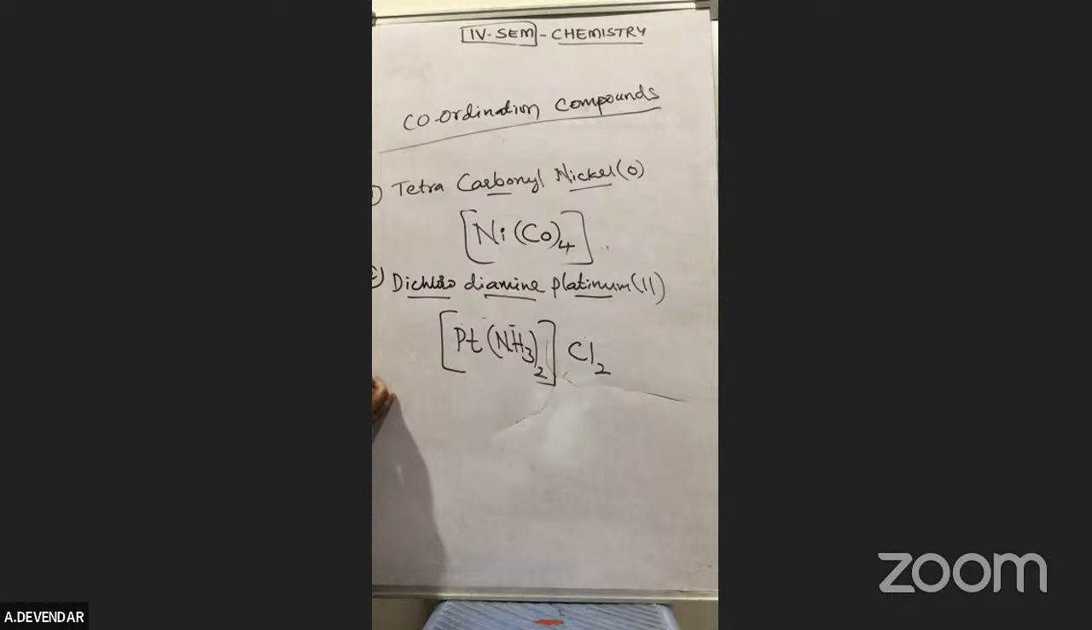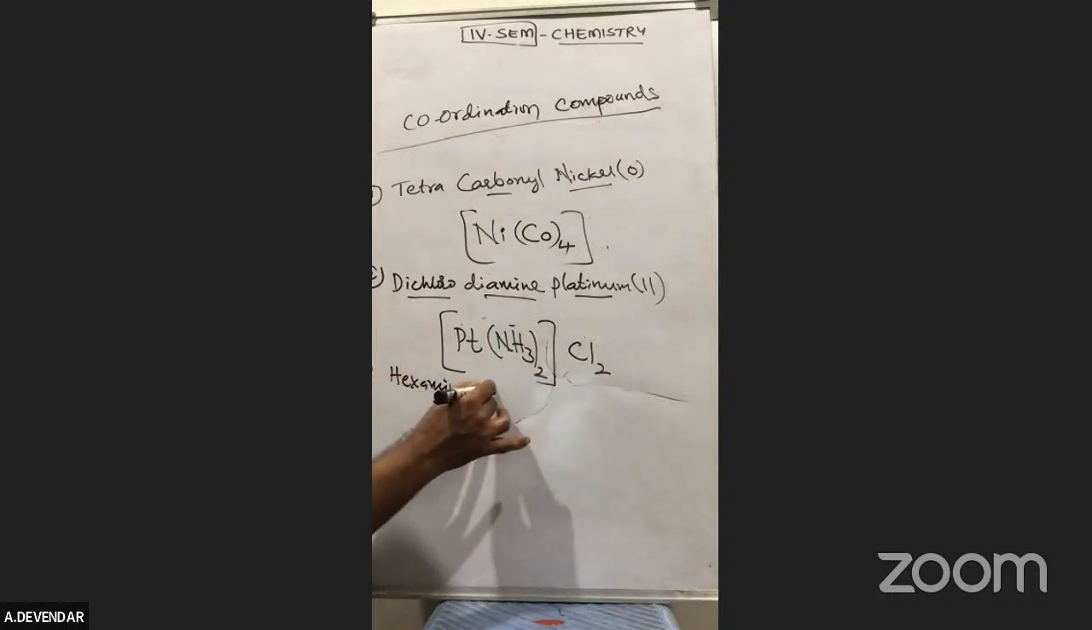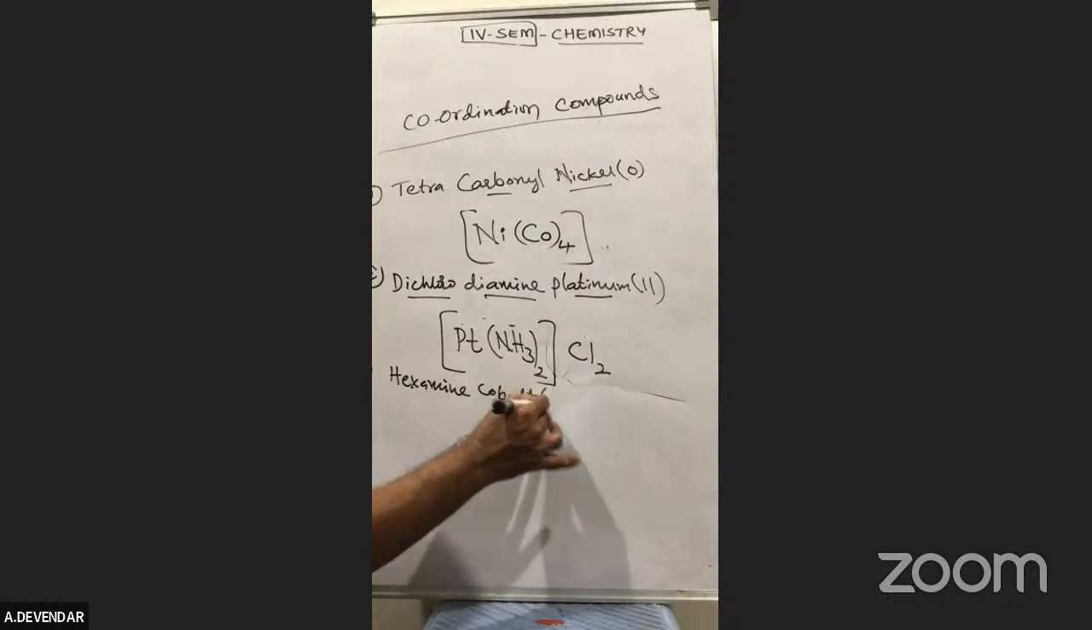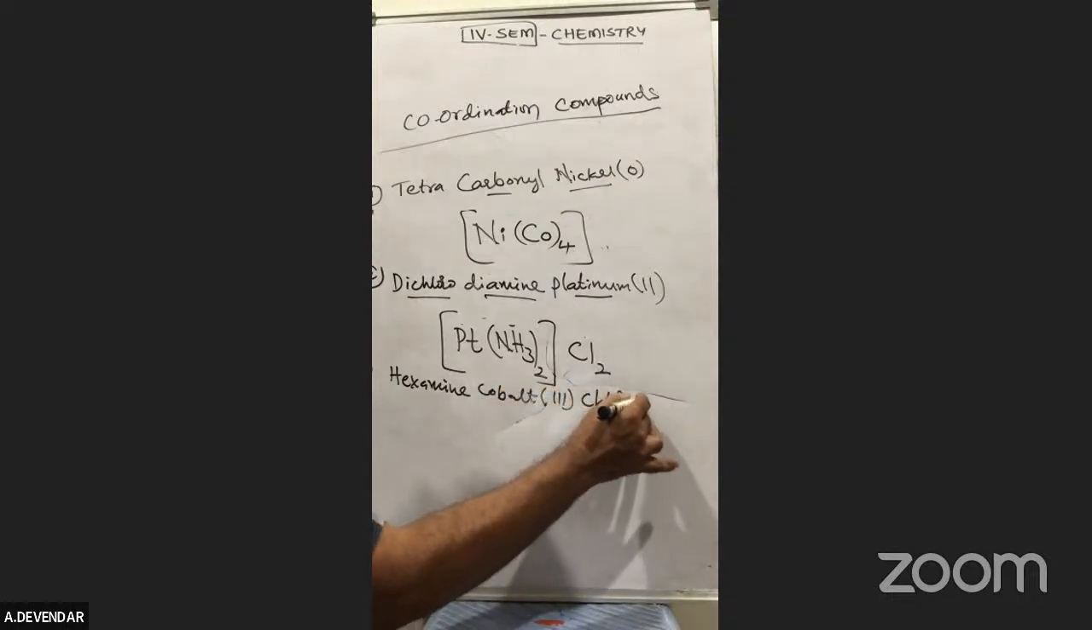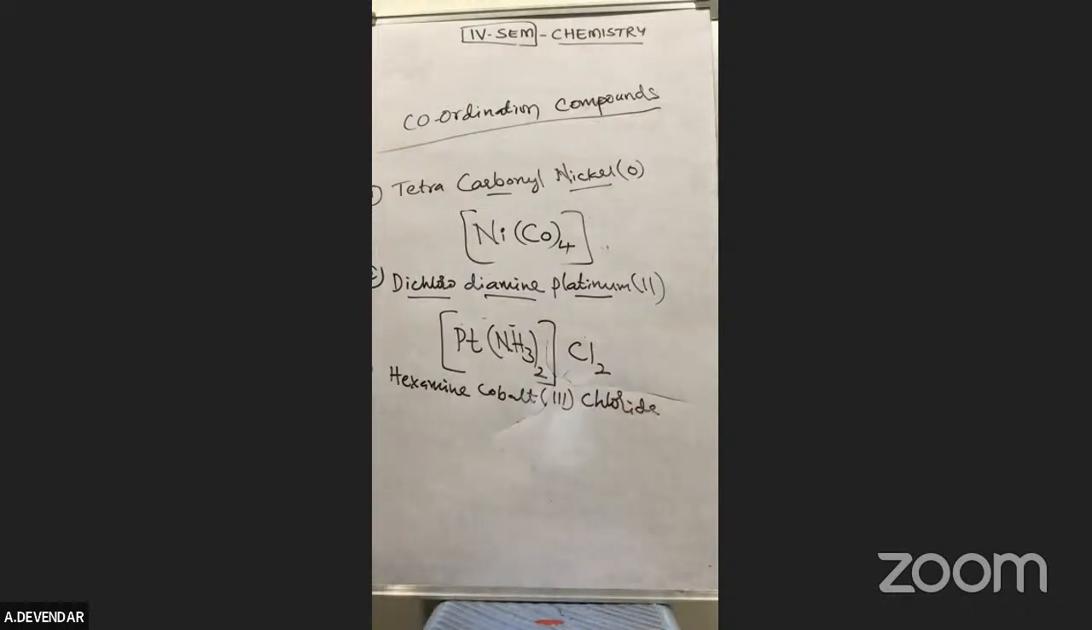Next, the third one given is hexaamine cobalt 3 chloride. Hexaamine cobalt 3 chlorides. I hope yesterday I wrote the structural formula already.